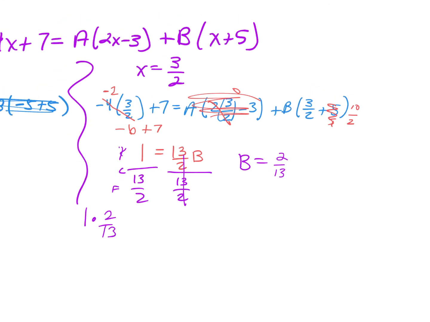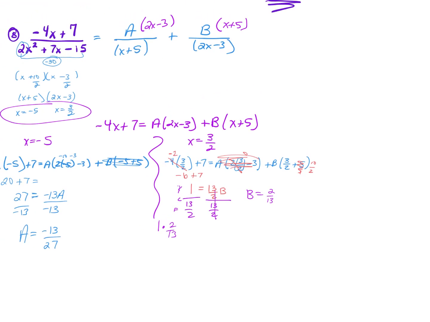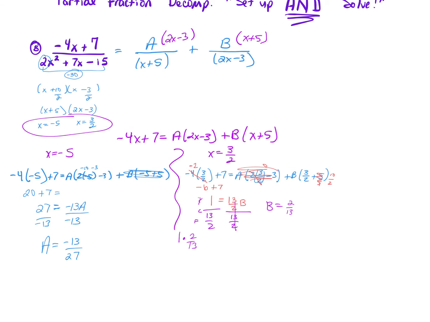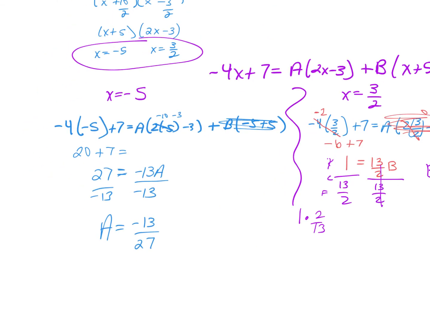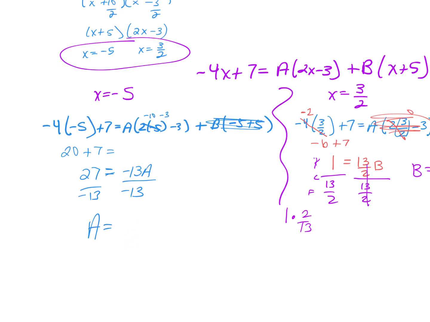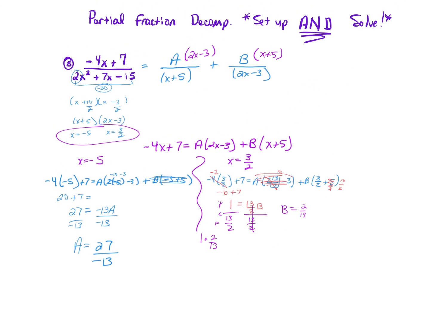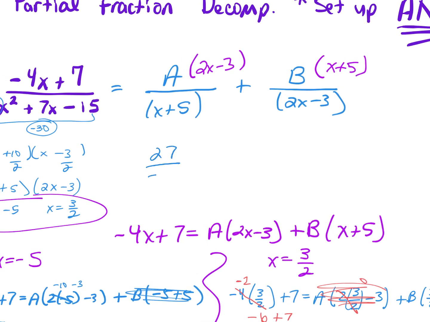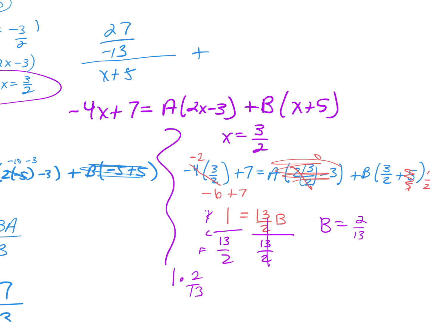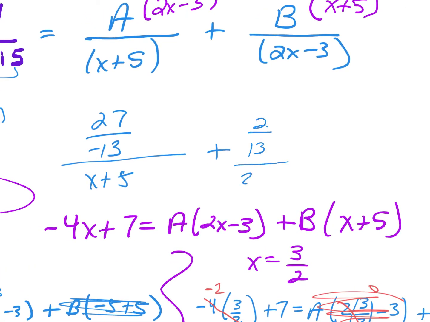Are we done? Ish? Kinda? We close? Oh, guys, look how I wrote this. I wrote it upside down. You see that? This should be 27 over negative 13. So, a is 27 over negative 13, right? Over x plus 5. Plus b is 2 over 13 over 2x minus 3.